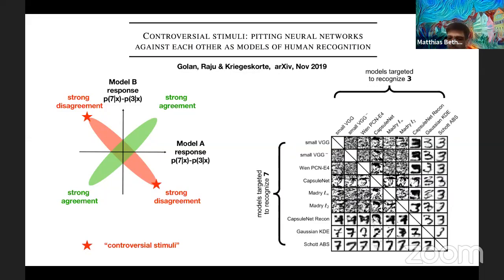Now you can test in a pairwise fashion. You can search for each pair of images for images that are most controversial between these two images. And what you see then is that for our model, the controversial images, humans actually agree with our model that these are the sevens rather than threes. And here, on the other hand, these are threes rather than sevens.